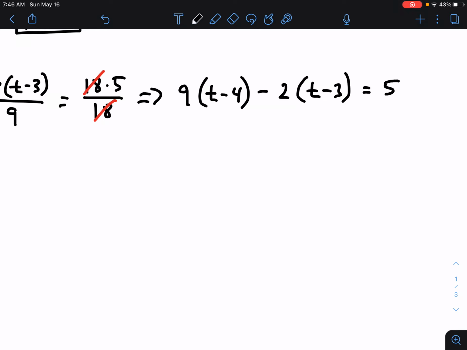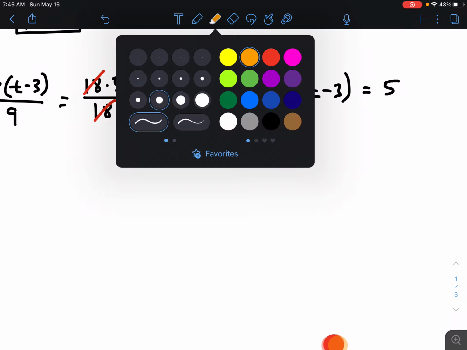Okay, so we have an equation now with 2 sets of distribution in it. So I'm going to distribute that 9, and then I'm going to distribute the negative 2.